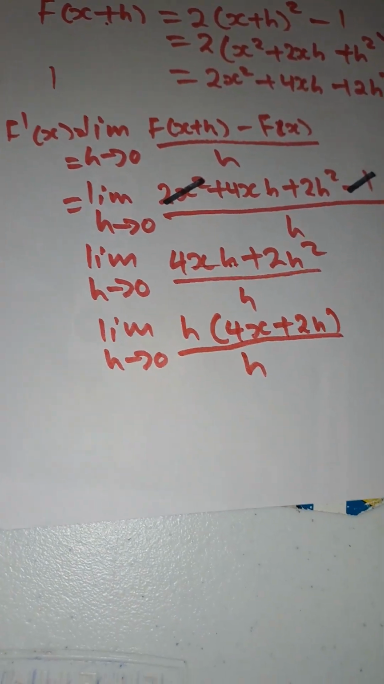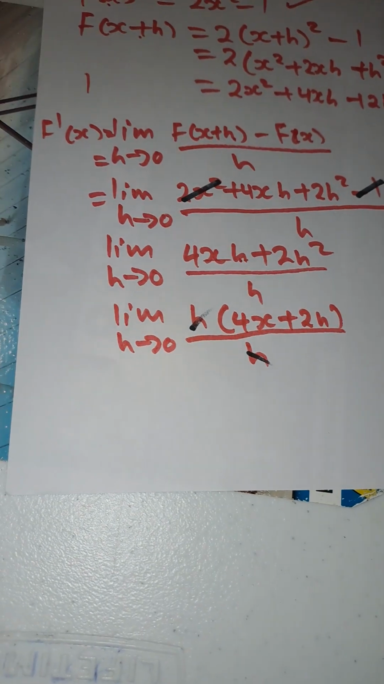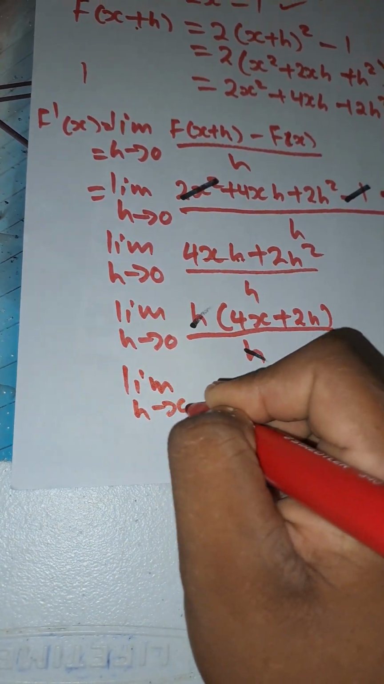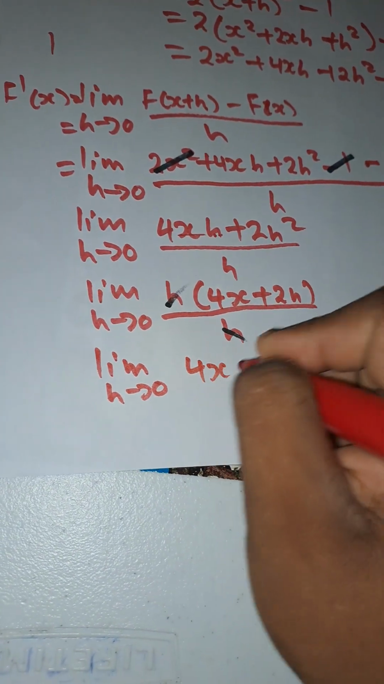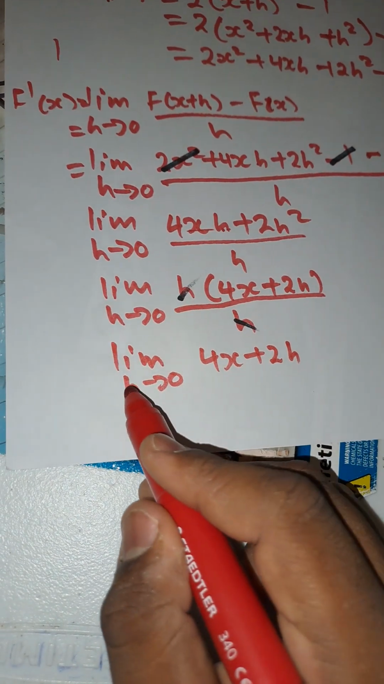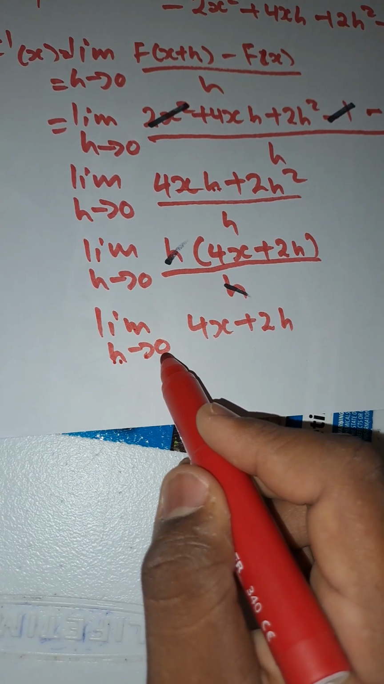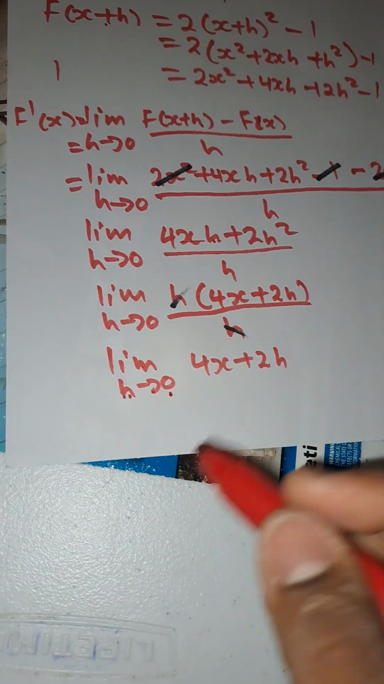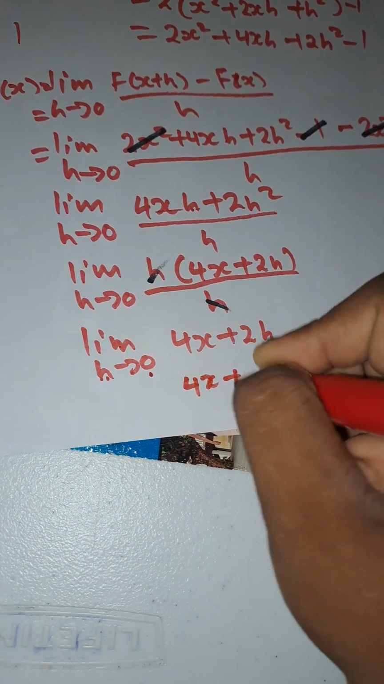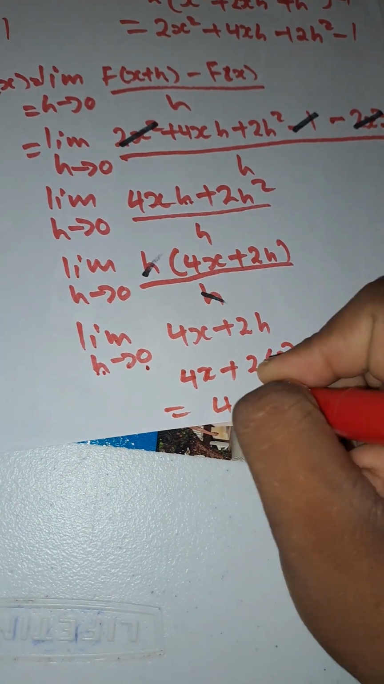So now I can see that h is common on both sides. I do this, they divide. And then the limit as h approaches 0, it is what? 4x plus 2h. Okay. So since I said limit as h approaches 0, on the next step I must put 0 in place of h. So it's going to be 4x plus 2 times 0, which is now equal to 4x.